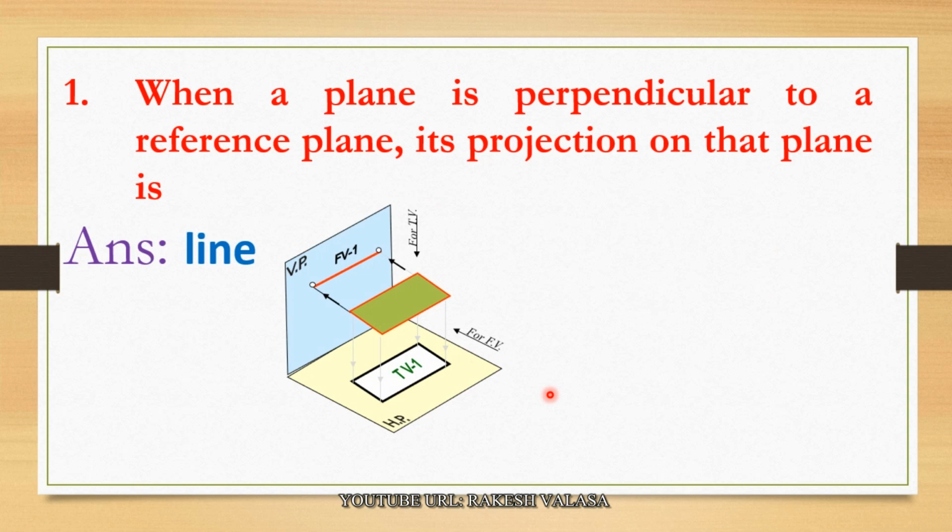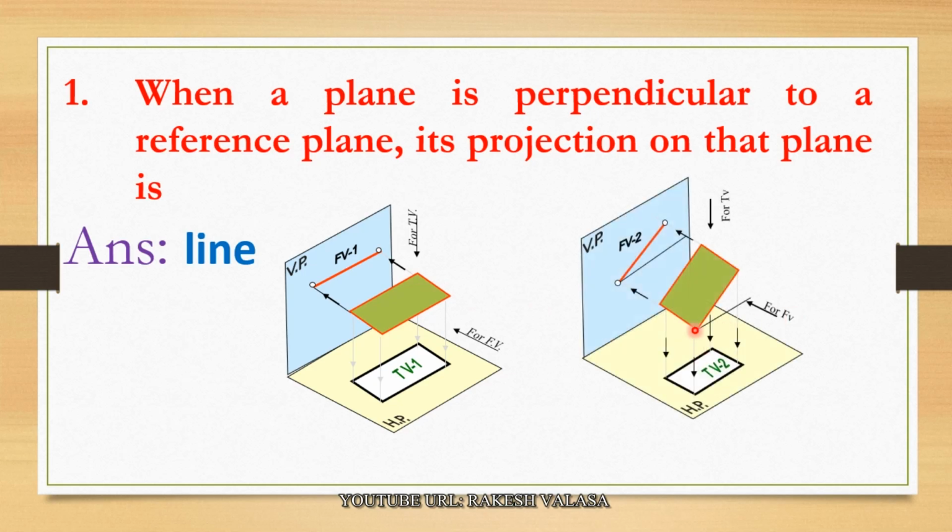Let us see the first case. In that case, you can take one rectangle plane. This is parallel to HP and perpendicular to VP. So in the front view it appears like a line, and the top view gives the true shape, that is a rectangle shape. Let us see the second case. The same rectangular plane makes a certain angle with the horizontal plane. In the front view it appears like a line, and the top view gives a reduced rectangle.